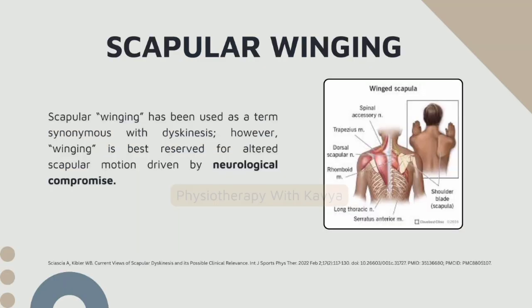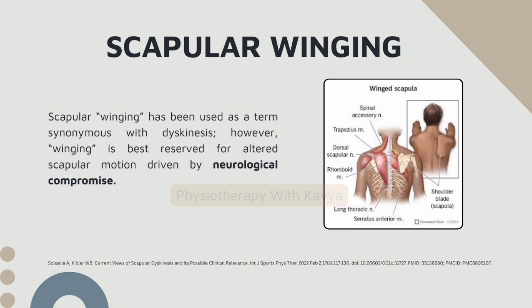There are terms related to scapula that might be confusing with scapular dyskinesis. So we'll look at that. The first one is scapular winging. It is the term which has been used synonymously with dyskinesis.